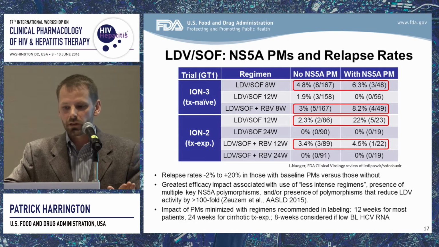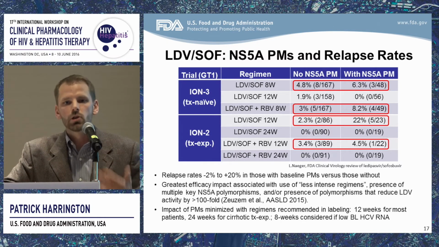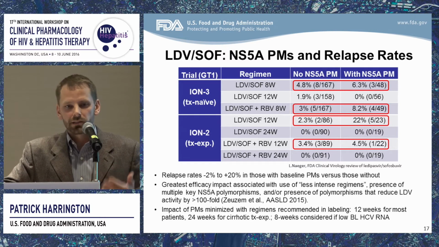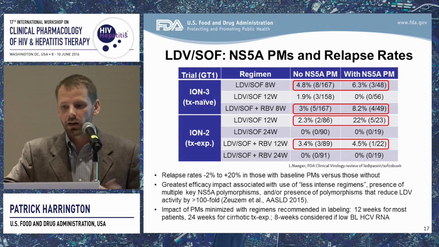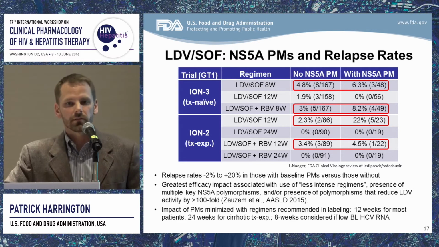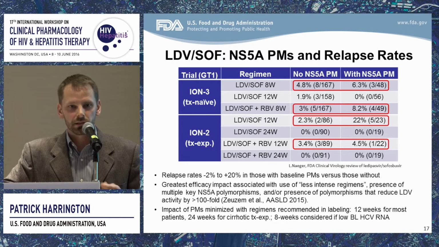Now, ultimately, the impact of polymorphisms is minimized with those regimens that are actually recommended in labeling. So 12 weeks is recommended for most patients, 24 weeks for cirrhotic treatment-experienced patients, and 8 weeks can be considered, but only for those who have a low baseline HCV RNA level. And with these label-recommended regimens, there really is minimal to no impact of NS5A polymorphisms on treatment outcome, and therefore there is no need and no recommendation to screen for the presence of these polymorphisms with the Harvoni regimens that are recommended in labeling.